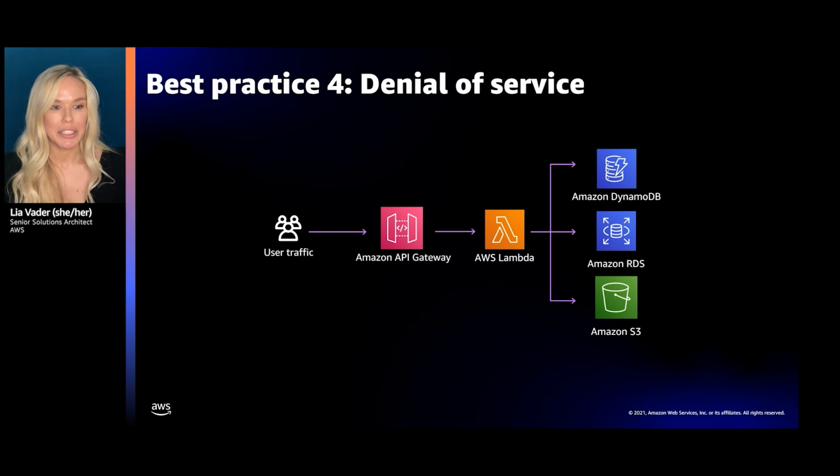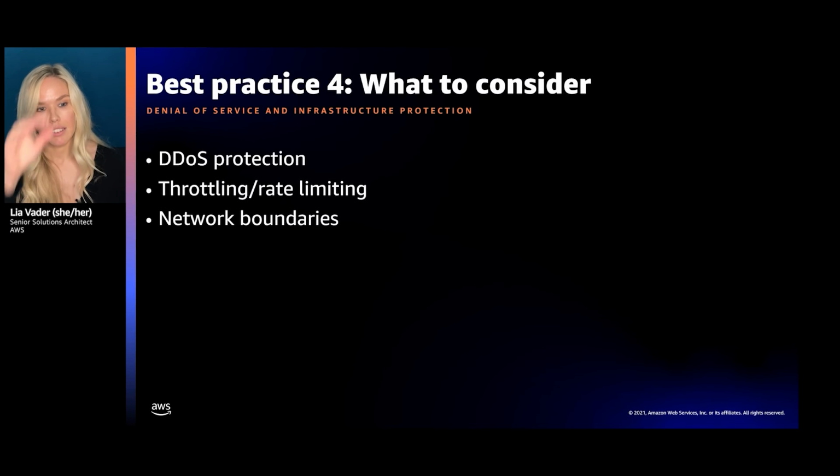So let's move on to best practice number 4, which we're going to focus on denial of service, since this is an externally facing API. So we need to think about DDoS protection, throttling and rate limiting, and network boundaries.